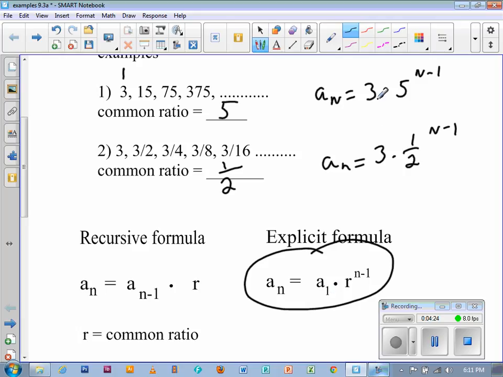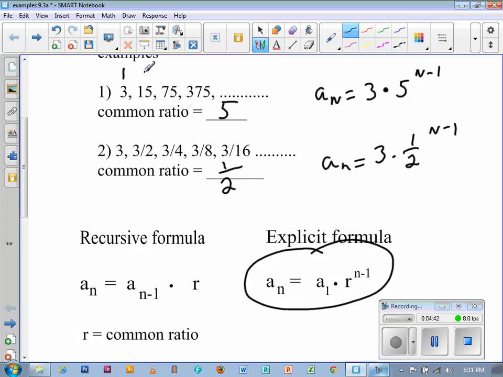This is the first term, which is 3. The r is the common ratio, which is 5. So it's real simple. All you need to do is replace those two, and then you have your formula. If I put the first term in for n, I get 5 to the 0 power, which by definition is 1, times 3 is 3.